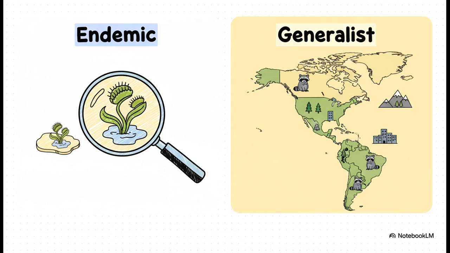And then you have the generalists, like a raccoon, that are super adaptable and can pretty much live anywhere. Understanding that difference is huge.